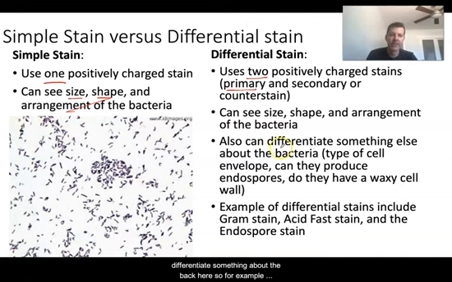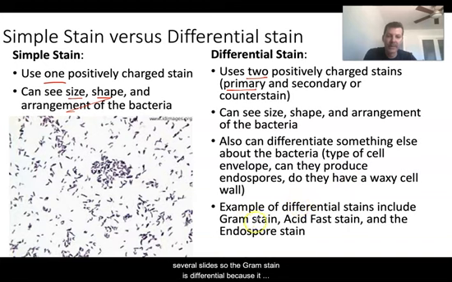So for example, you can ask the question, is the bacteria gram positive or gram negative? And that tells us something about the cell wall or cell envelope structure. Or we can ask the question, does this bacteria make endospores? It either does or it doesn't. Or do they have a waxy cell wall? These are our three examples of differential stains that we're going to see in the next several slides.